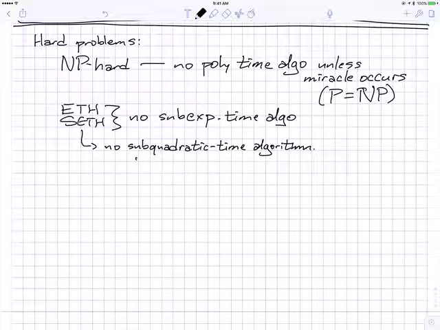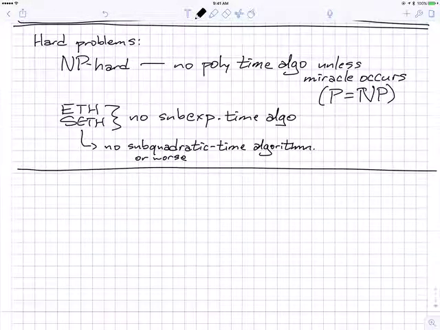And there are ETH and SETH-based lower bounds that imply unless SETH is false, you actually can't do any better than that. Right? So there really are fairly natural problems where the best algorithm we know is exponential, and there's good reason to believe you can't do much better than that, or the best algorithm is polynomial, but the polynomial is too big to reasonably run on large data sets, and there are good reasons to believe you can't do better than that. So what do we do?